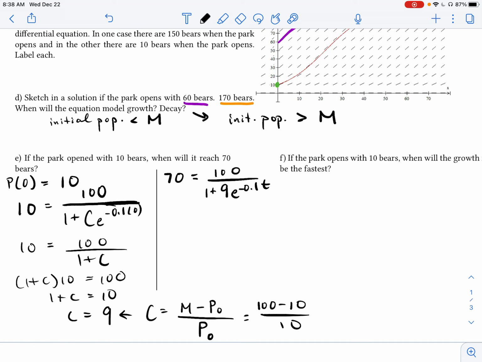And I'm not going to show all the algebraic steps here, but needless to say, you can either use your calculator and effectively graph this function, or we can use inverse algebraic operations to isolate t, and t should come out to approximately 30.4452 years.